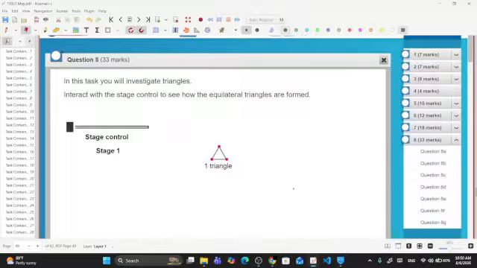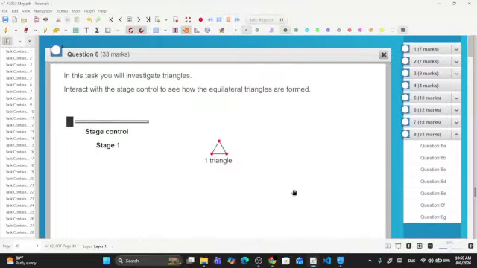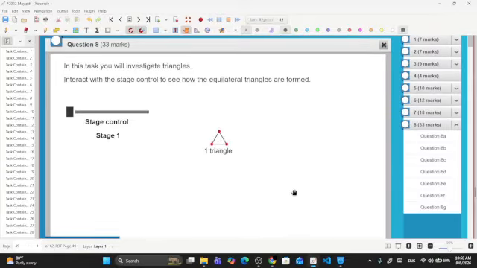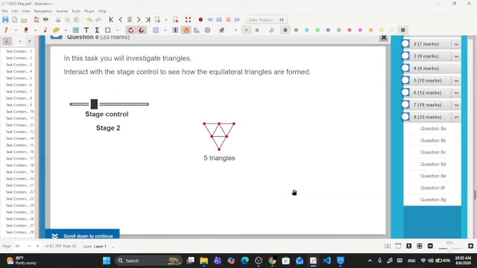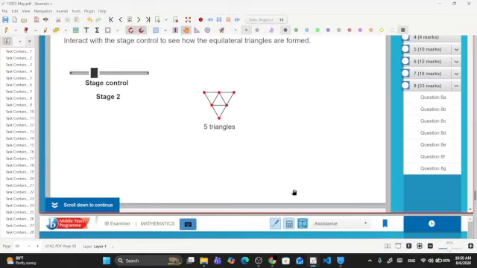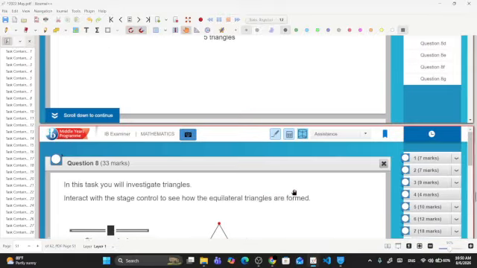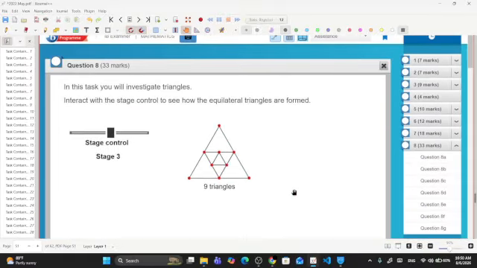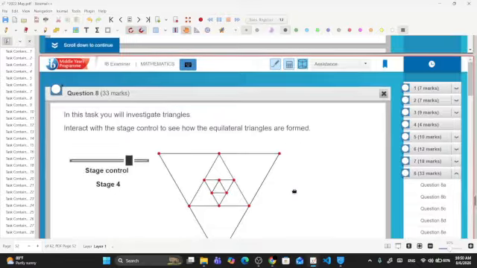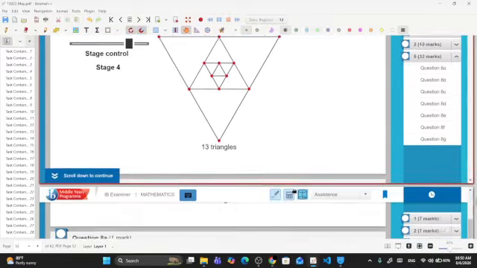So let's solve this question from May 2022. You will investigate triangles, interact with this stage control to see how the equilateral triangles are formed. So at this stage, there is one triangle, and at stage 2, there are 5 triangles, right? Stage 3, 9 triangles, and stage 4, 13 triangles, right?